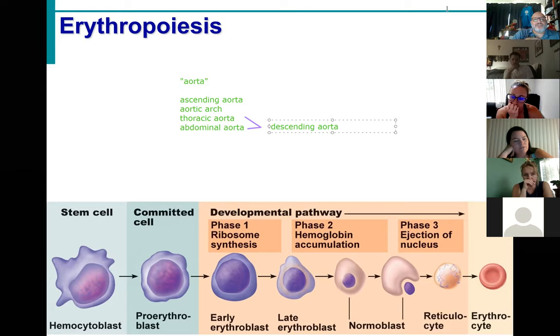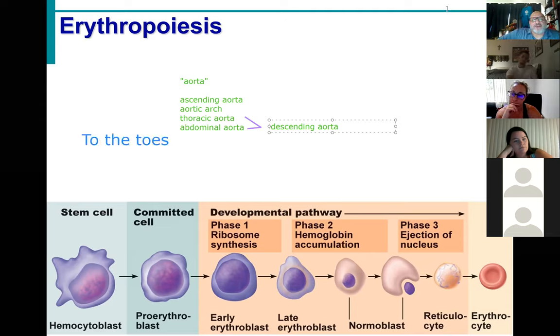Descending aorta, remember, just distributes blood to the heart. Aortic arch to the two sides of the head and the two arms. Thoracic aorta really just distributes to the ribs. And then abdominal aorta basically goes to all the visceral organs of the abdominal pelvic cavity. Right? I actually like that. That's a good essay question.